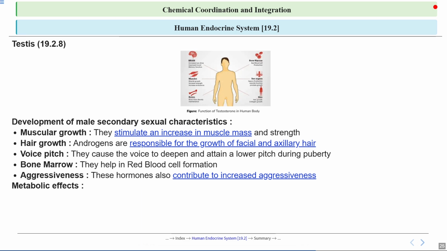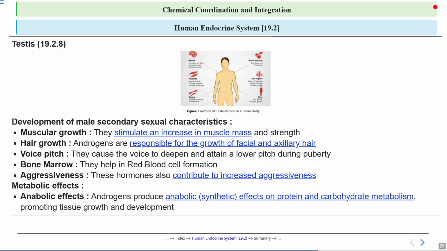Let's talk about metabolic effects. Here we have anabolic effects. Androgens produce anabolic, or synthetic, effects on protein and carbohydrate metabolism, promoting tissue growth as well as development.